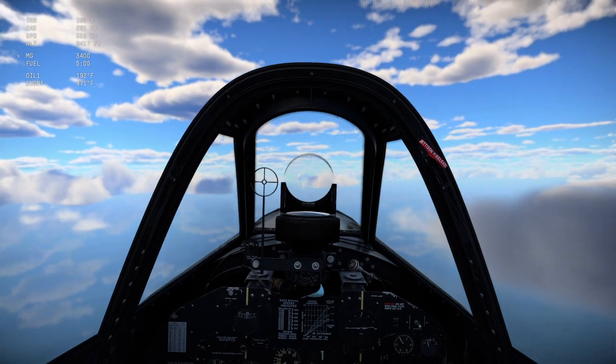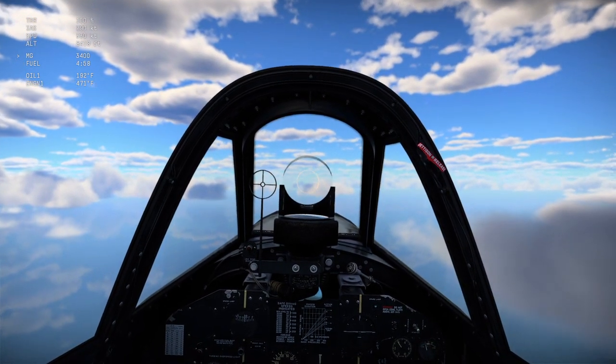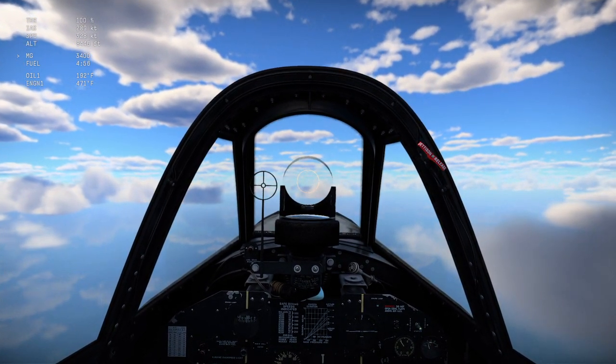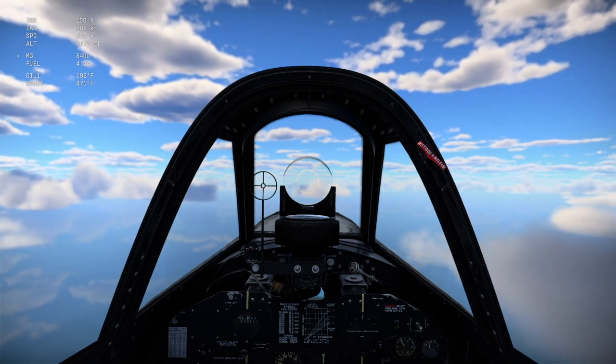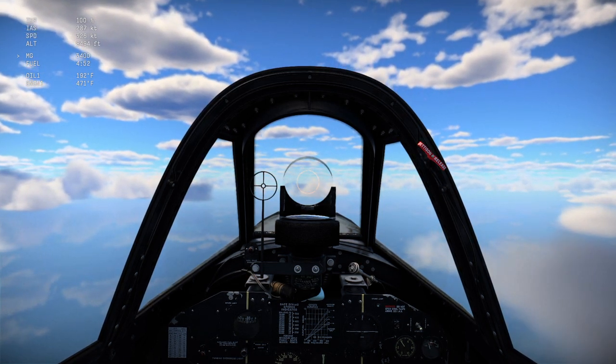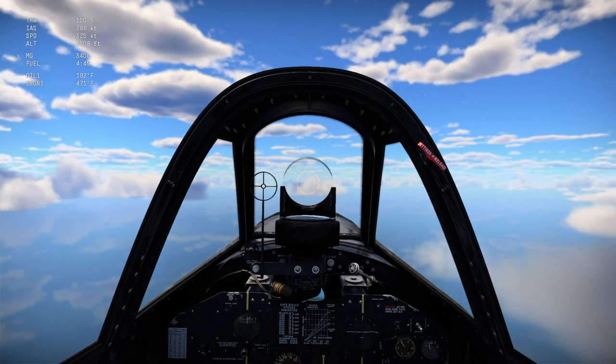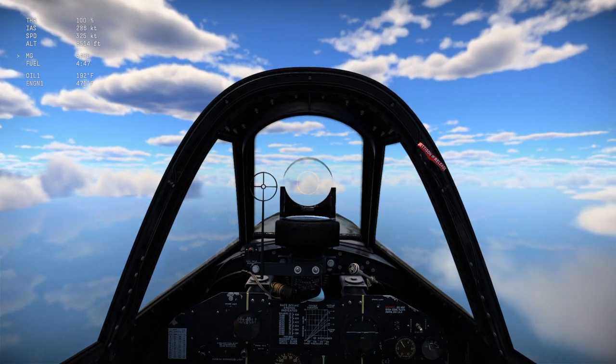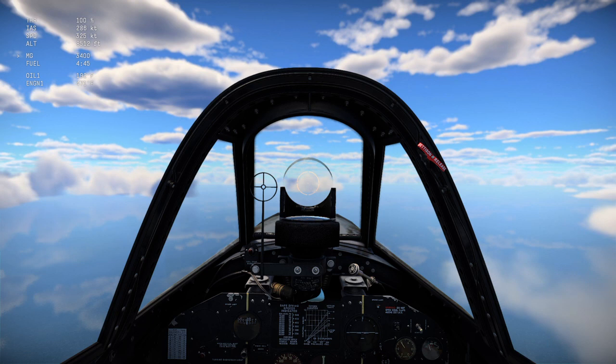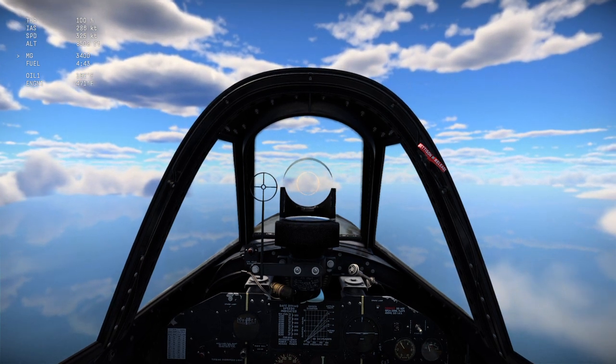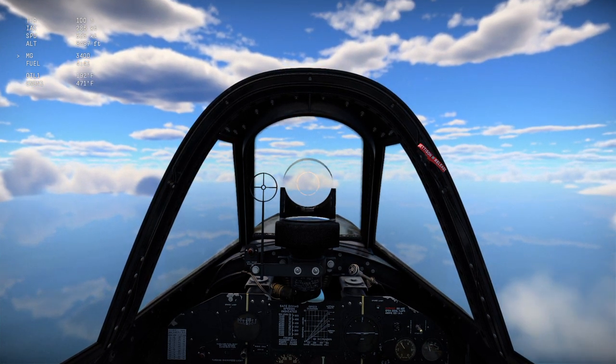Next, we have propeller pitch. So with propeller pitch, a good starter percentage is going to be about 90%. Some aircraft like to run a little bit higher than 90%, and some aircraft like to run a little bit lower than 90%. So Spitfires, for example, like to run a little bit higher than 90%.